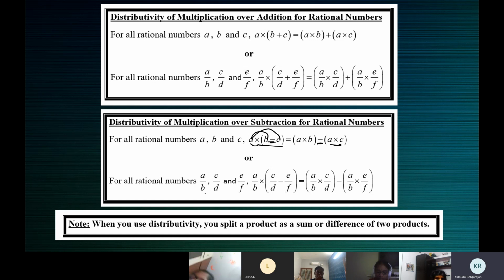Or if you take the rational numbers as A by B, C by D, E by F, you will see that A by B into C by D minus E by F is equal to A by B into C by D minus A by B into E by F.